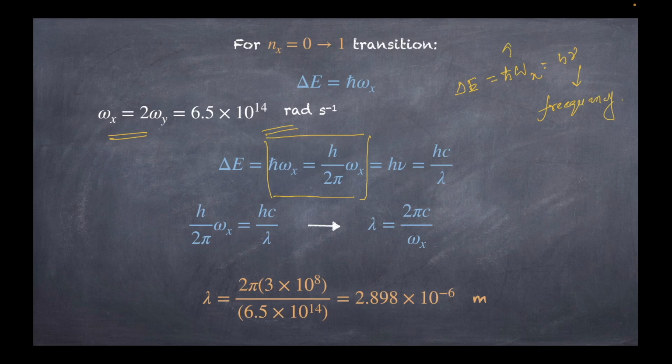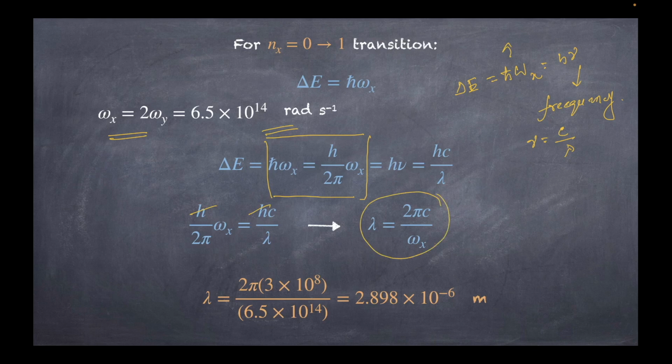So we can also write nu equal to c over lambda. c is the speed of light, lambda is the wavelength. So in short we can write h over 2 pi times omega x equal to hc by lambda. h will cancel out. So lambda will be equal to 2 pi c divided by omega x.